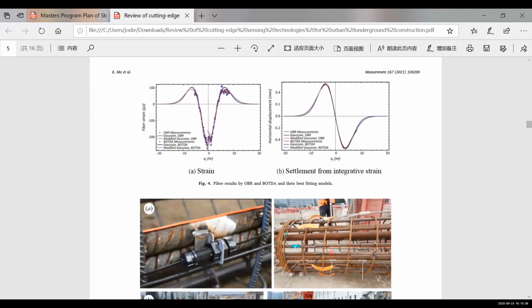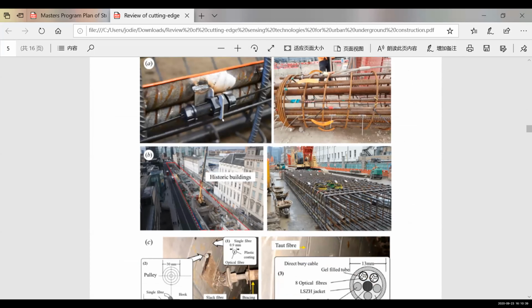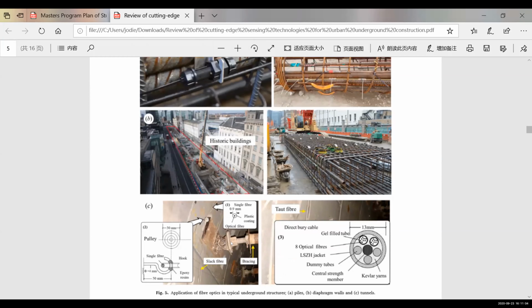So here's the application. Figure A shows the test for a pile instrumented with sensors including fiber optics, strain, and displacement sensors. And this shows the example of the FOS installation at a diaphragm wall in London Clay. And C shows the BOTDR optical fiber on the tunnel lining segment, which was conducted during construction of the Singapore Mass Rapid Transit Circle Line 3.